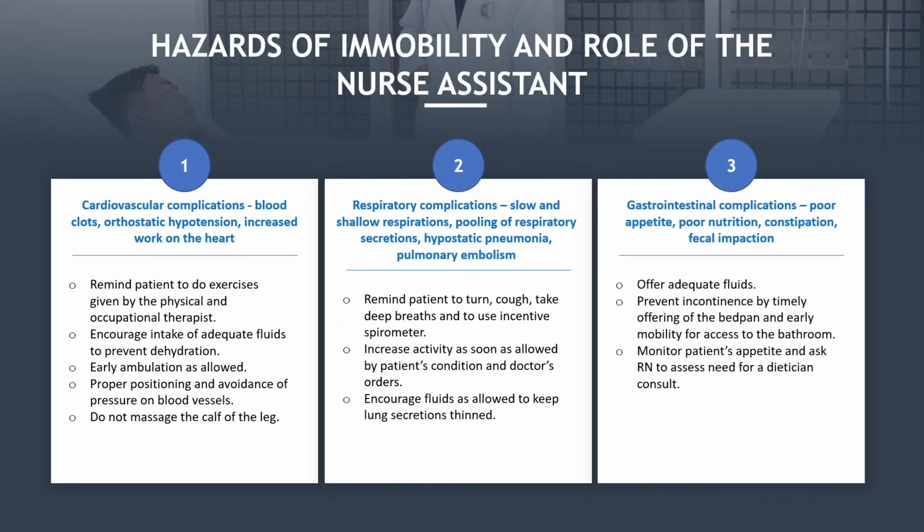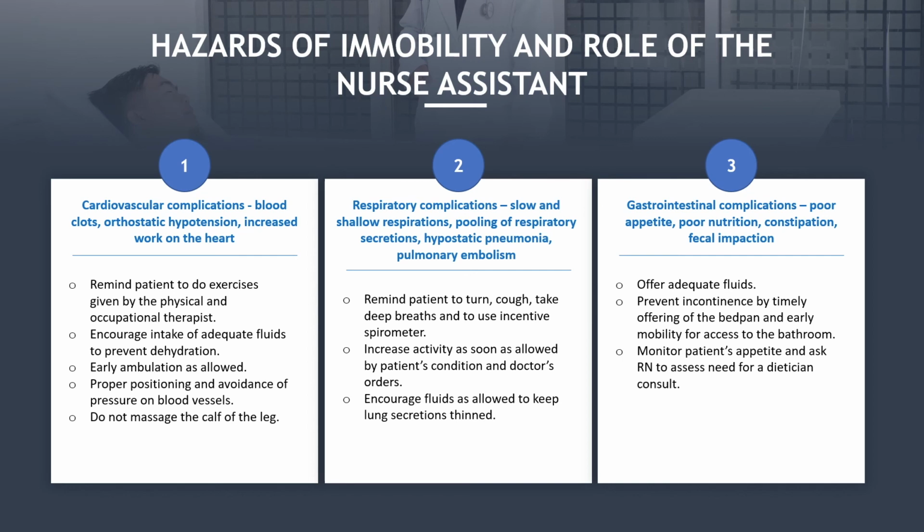Hazards of immobility and the role of the nurse assistant. 1. Cardiovascular complications, such as blood clots, orthostatic hypotension, and increased work on the heart. Remind the patient to do exercises given by the physical and occupational therapist. Encourage intake of adequate fluids to prevent dehydration. Early ambulation as allowed. Proper positioning and avoidance of pressure on blood vessels. Do not massage the calf of the leg.